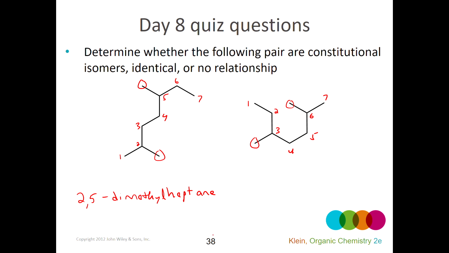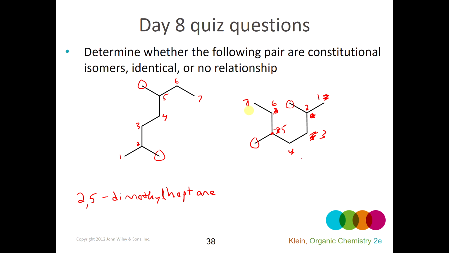So that's why it's also good to use both methods. If you made that mistake, you might recognize that you made it, and you might say, well, I can't number from this side because I don't get the first substituent until carbon 3. I've got to number from the other side because then I get the first substituent on carbon 2, and that's the correct way to do it.